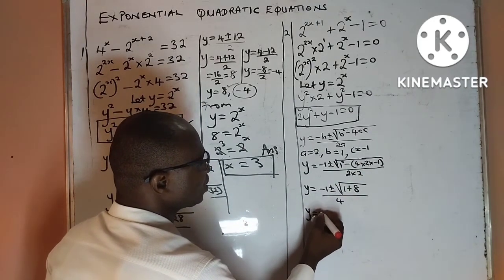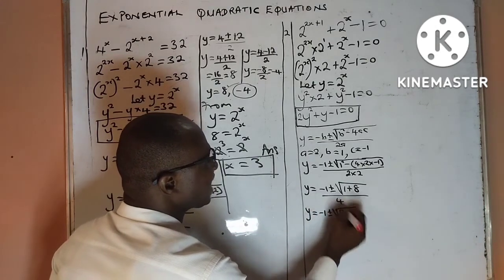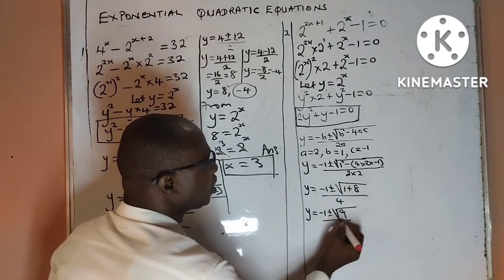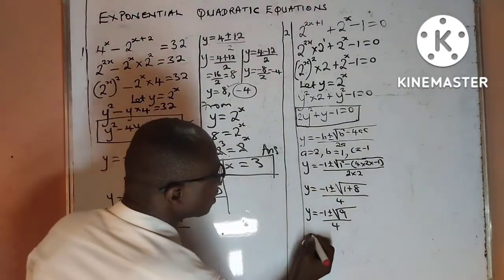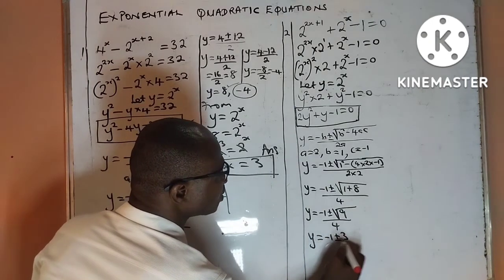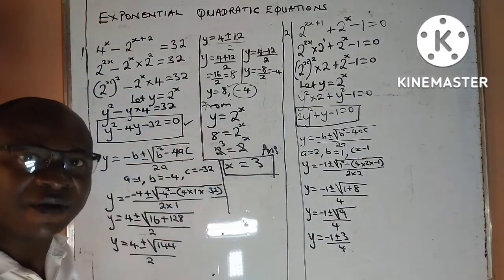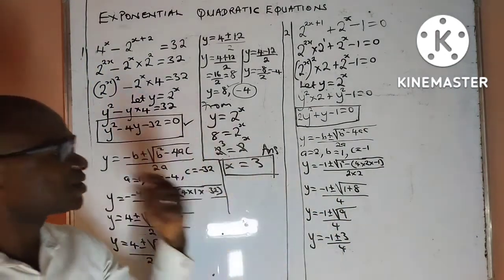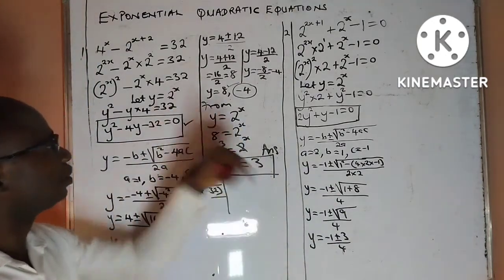So I have y is equal to minus 1 plus or minus square root of 9. That is 1 plus 8, all over 4. Okay? Now, moving forward, I'll have y equal to minus 1 plus or minus 3 over 4. That is, square root of 9 is equal to 3. We are almost there to get the value of y. Maybe in less than a minute we'll be done with the whole video.